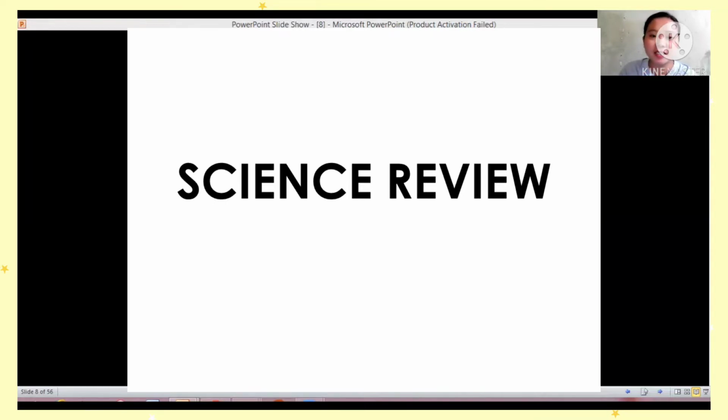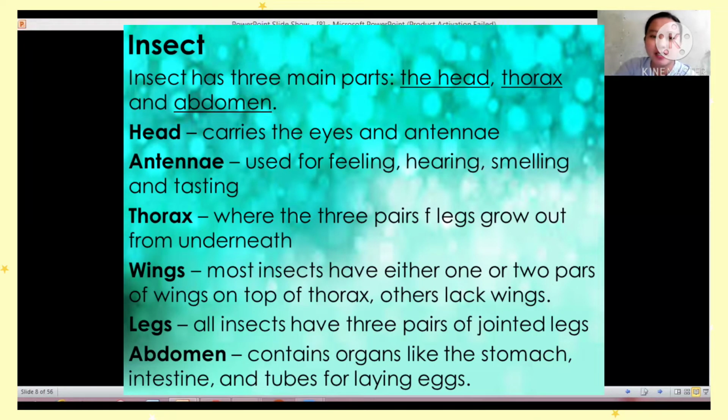So let's start. We have here the insect and the body parts of animals. First we have the insect, and the insect has three main parts: the head, the thorax, and the abdomen. The head of the insect carries the eyes and the antenna. What is the antenna? The antenna is used for feeling, hearing, smelling, and also tasting.